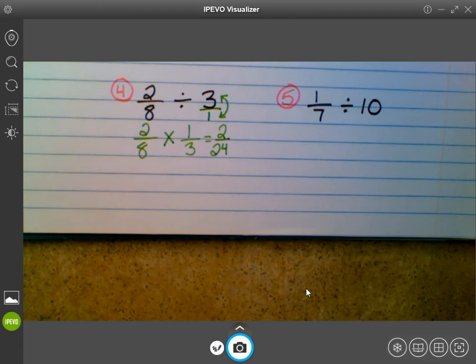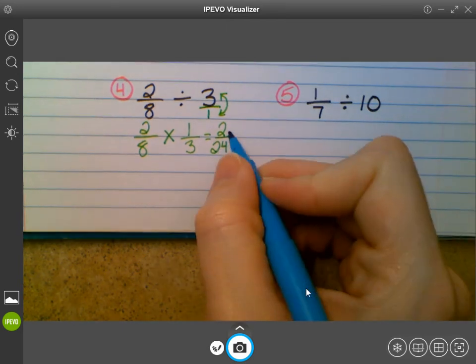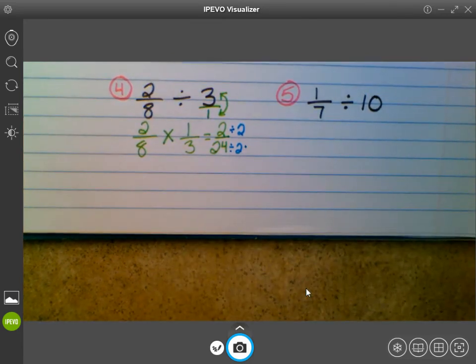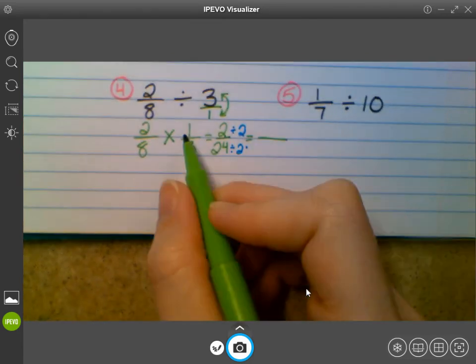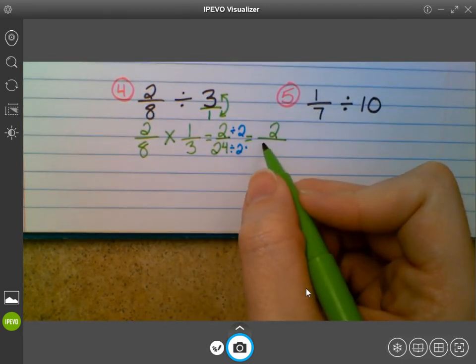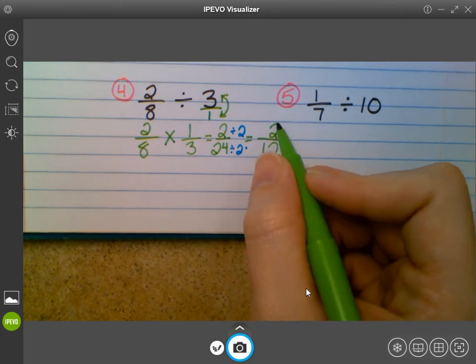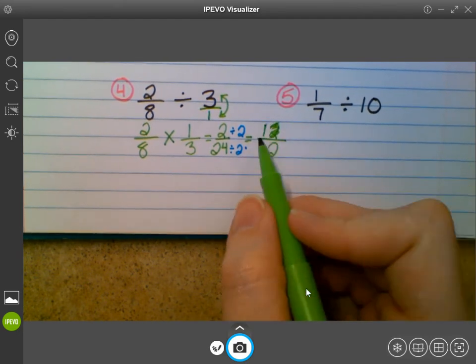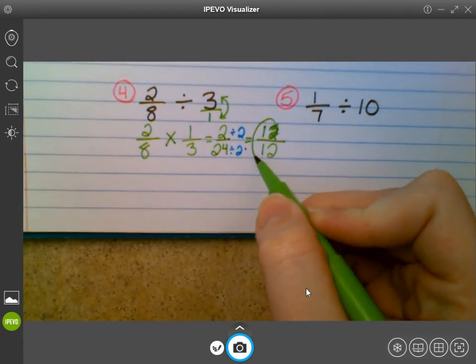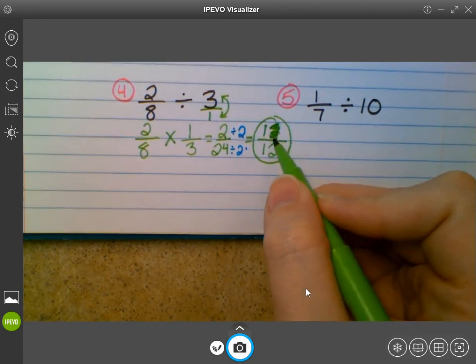Can I simplify this one? Show me on your hand, what do I divide 2 and 24 by in order to simplify it? I divide them by 2. Yep, 2. So I would divide both by 2. So 2 divided by 2 is 1. 24 divided by 2 is, oh, sorry, I said 2 and I meant 1. 1 over 12. 2 divided by 2 is 1, 24 divided by 2 is 12. 1/12. Raise your hand if you got 1/12 as your answer.